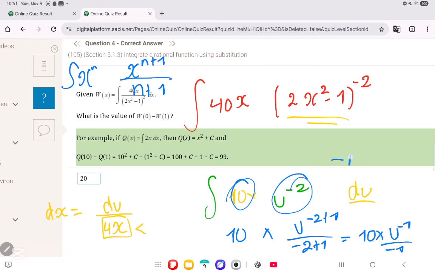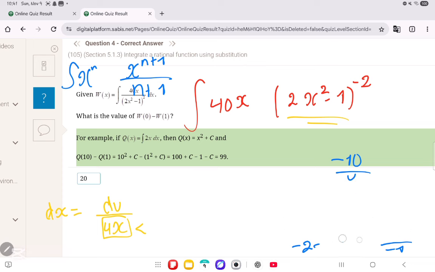So it's going to be minus 10 times u to the power of minus 1. So minus 10 over u. Okay, now we can substitute u. What was u?